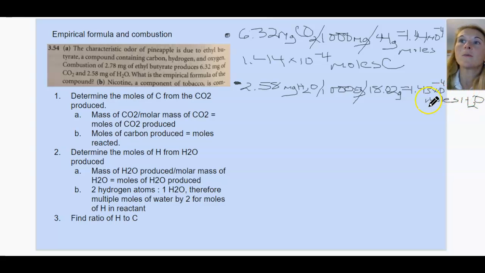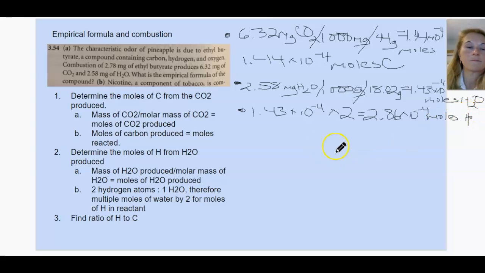Now, in water, we have 2 hydrogen atoms for every 1 mole of water. So that means that we need to multiply by 2. So 1.43 times 10 to the negative 4 times 2 means that we have 2.86 times 10 to the negative 4 moles of hydrogen.